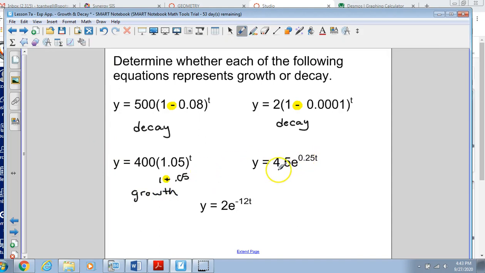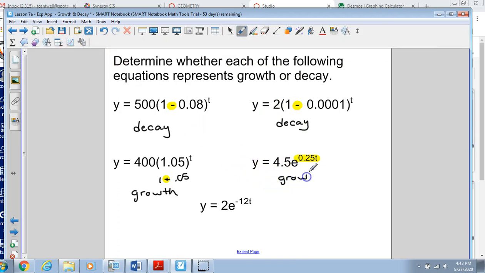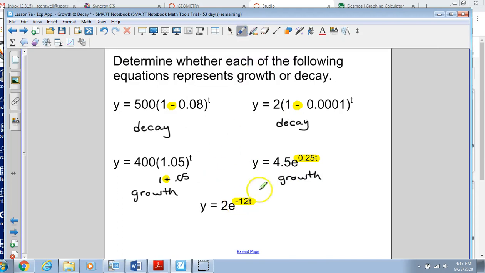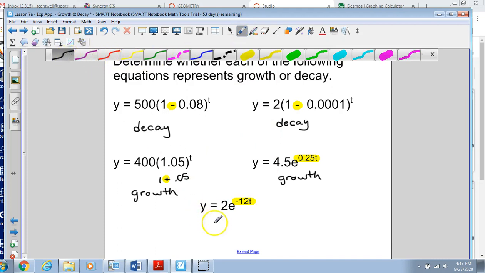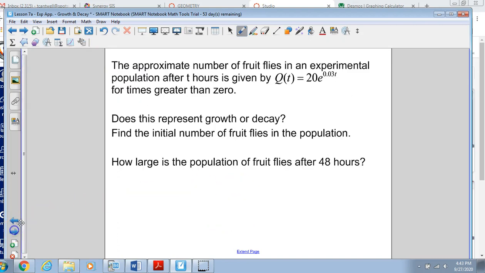And our last two examples don't quite match the same model, but they're similar to each other. We have y equals 4.5 e to the 0.05t, or y equals 2e to the negative 12t. Here we're looking at whether this exponent is a positive or a negative amount. Since this one is a positive amount, then this is a growth function. And since our bottom one, 2e to the negative 12t, is a negative, then this is a decay function. Okay, so now we're going to move into some word problems.